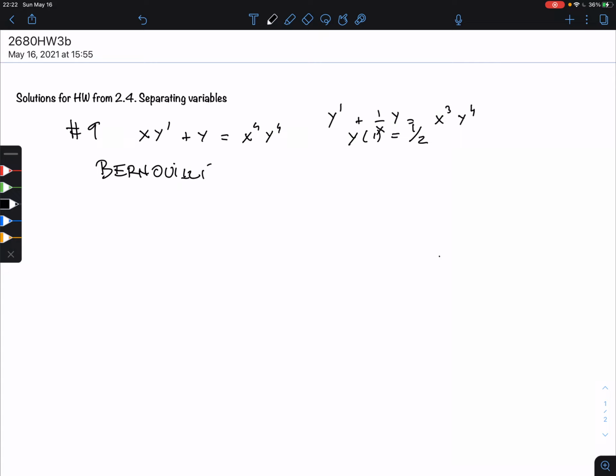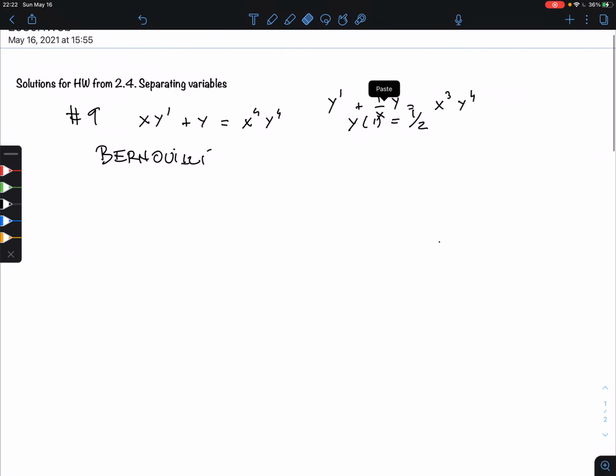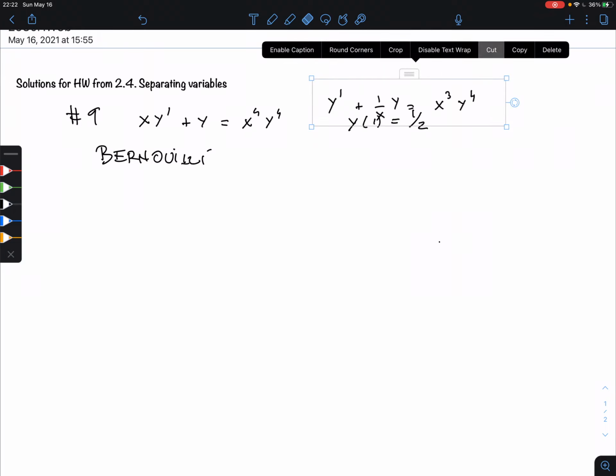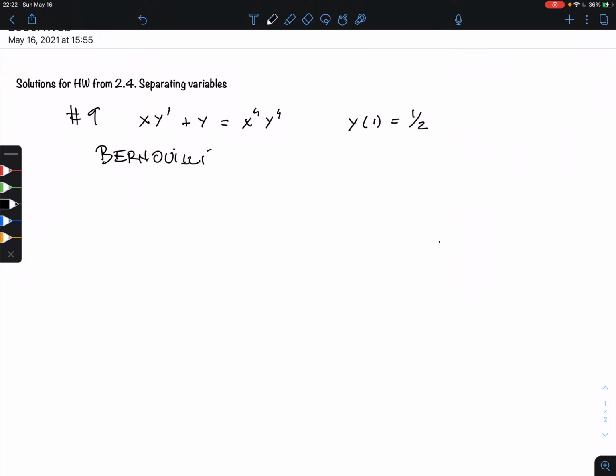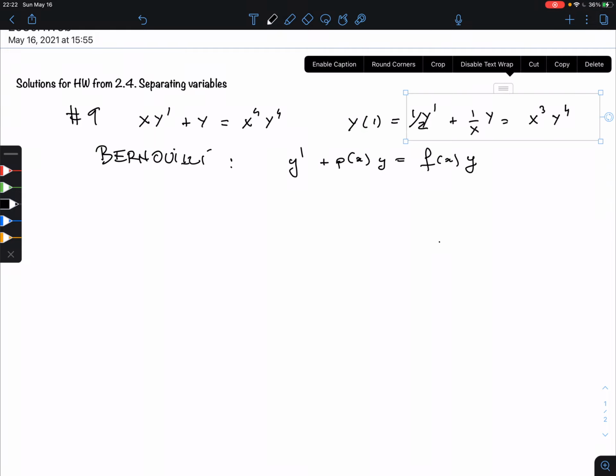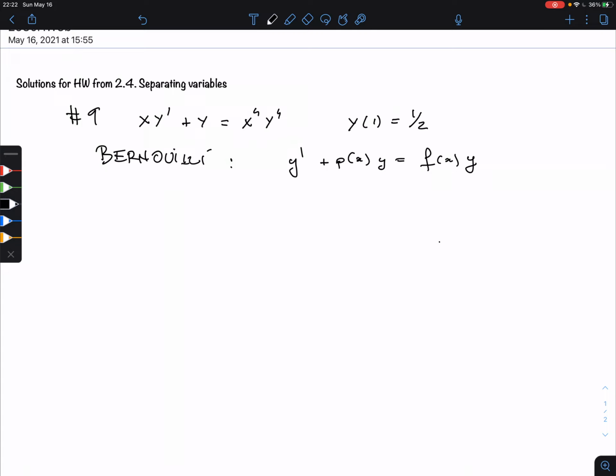Bernoulli. And so how does it look? The general equation is of the form y prime plus p(x) y equals f(x) y to the n. This would be a linear one, so the Bernoulli is the only difference from the linear one: this extra term here that you would have. Okay, and that's the form we have.